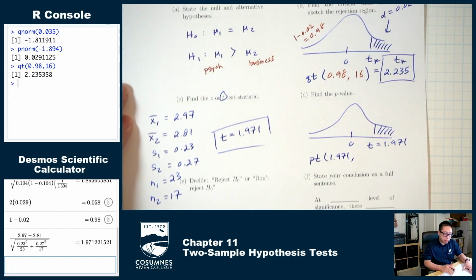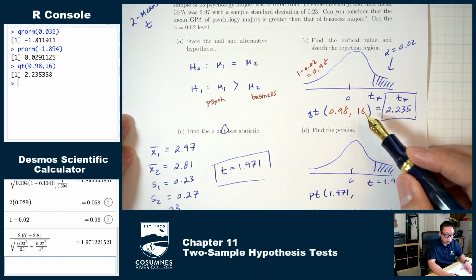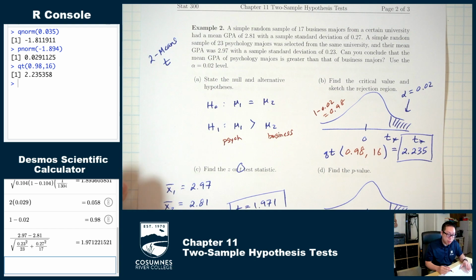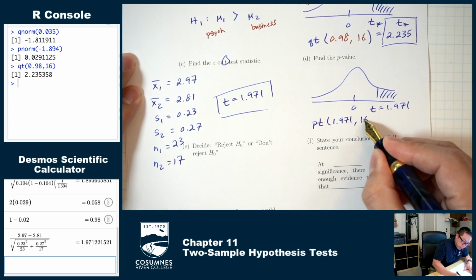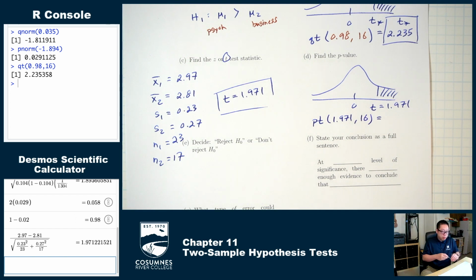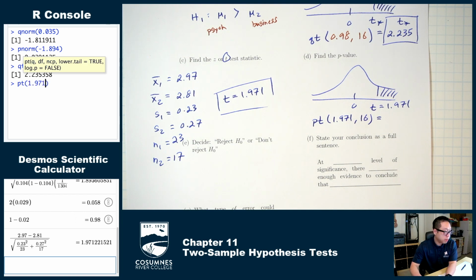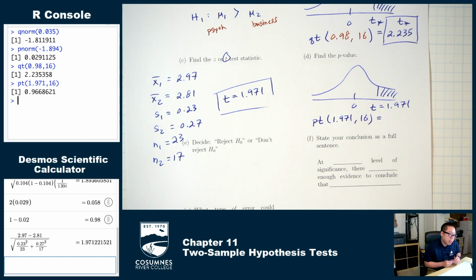We talked about this already. The DF is going to be 16. So we're going to use the lower sample size and then subtract 1. So that's 17 minus 1. Okay, PT 1.971, comma 16. 0.967.